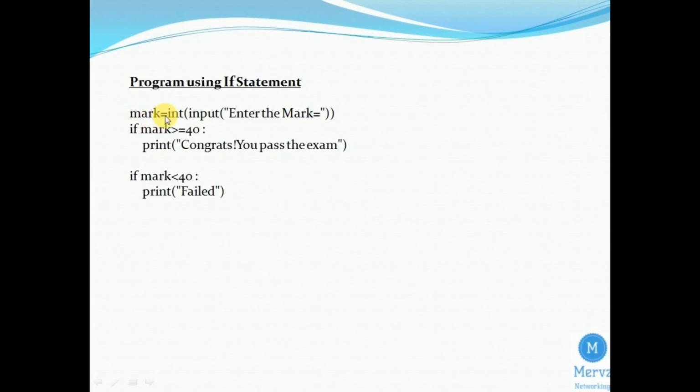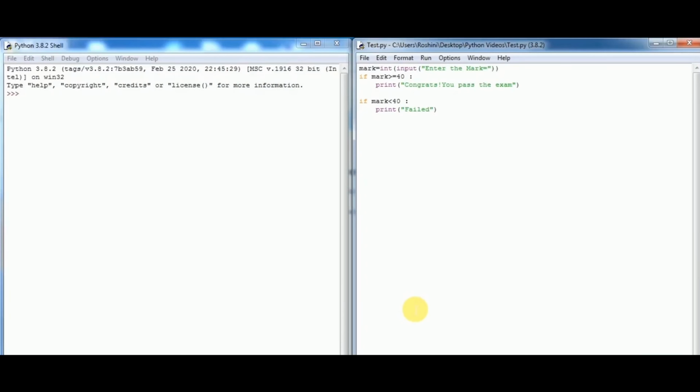Here mark is a variable holding an integer input. Enter the mark. If mark is greater than or equal to 40, we will get the output as congrats, you passed the exam. If mark is less than 40, that means we entered a mark less than 40, we get the output as failed. Let's see the output in the Python shell.